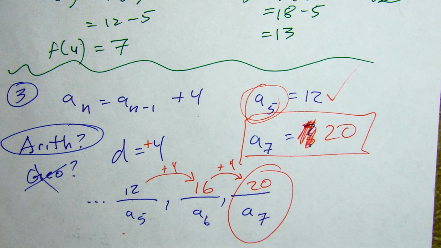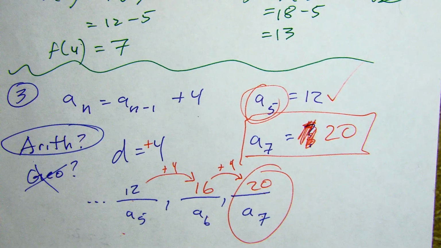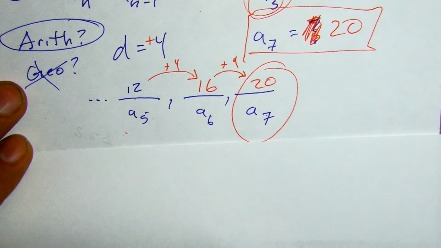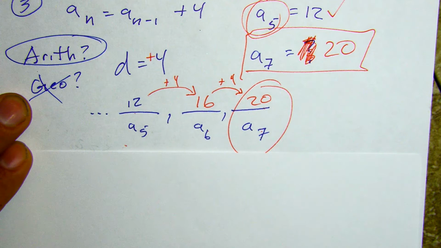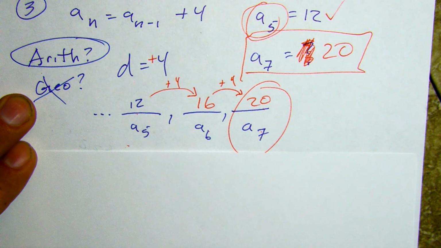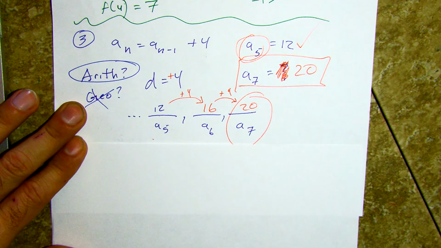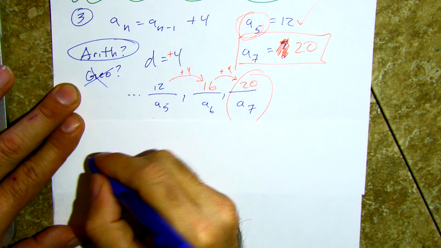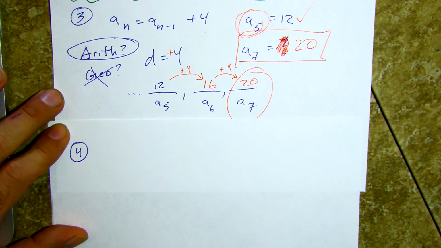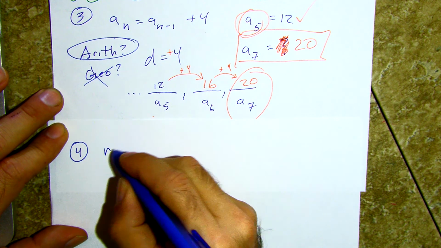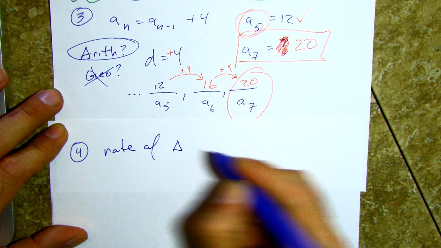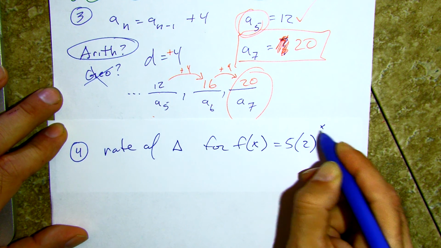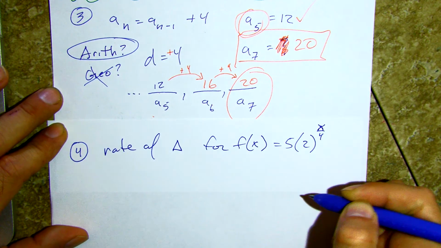Okay. So I'll just move up number 3, make it so you can still see it. There we go. All right. Now let's look at number 4. Number 4 has this question. What's the rate of change for f of x is equal to 5 times 2 to the x over 4 over the interval 8, 12.